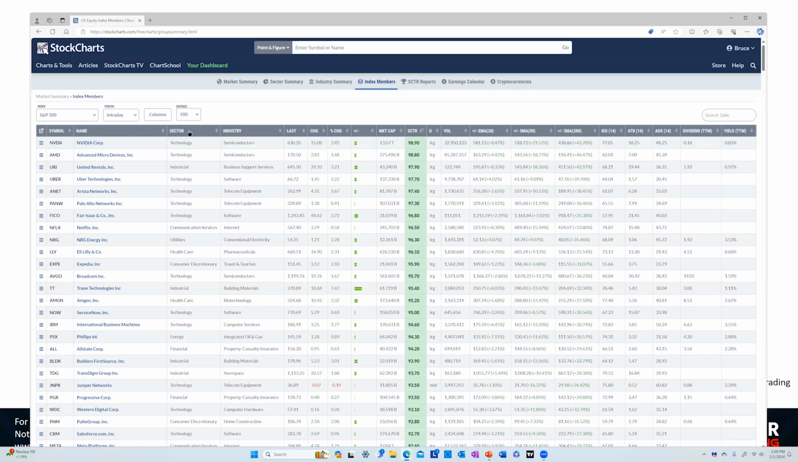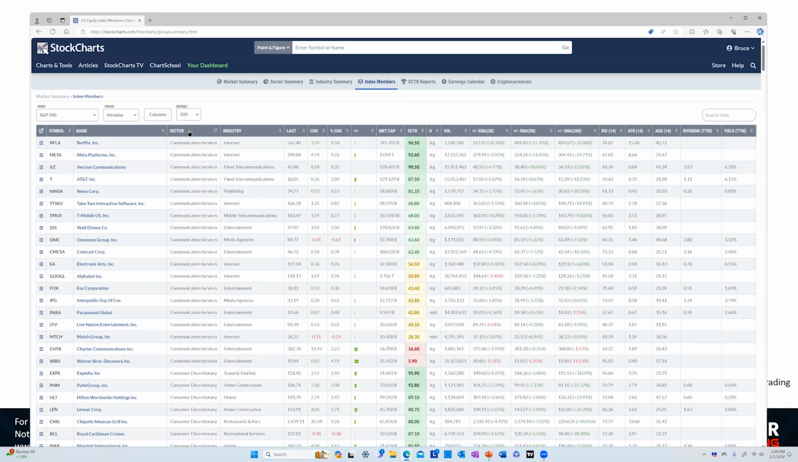But if we do sector and click on that, now we have all the sectors in alphabetical order ranked by scooter. And you can see in communication services in the S&P 500 that Warner Brothers is the lowest communication services sector stock with a scooter of 5.9. Very cool. Look at the color ranking feature that they've just added for the scooters.